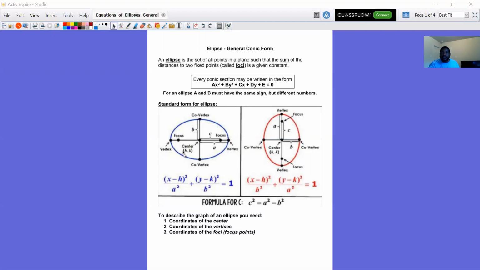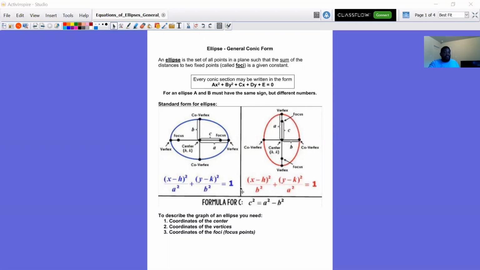If it's drawn stretched horizontally, then in the standard form, the a squared term will be under the x squared term. If your ellipse is drawn vertically, then the a squared term will be under the y squared term in the standard form. Both of these are the standard form, except you just need to pay attention to where the a squared term is located. And we have a formula for c that we can relate to a and b: c squared equals a squared minus b squared.